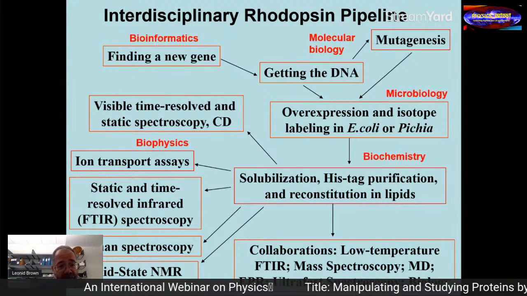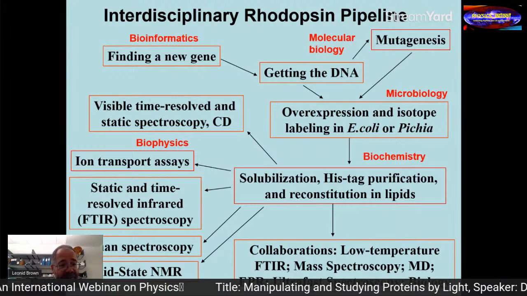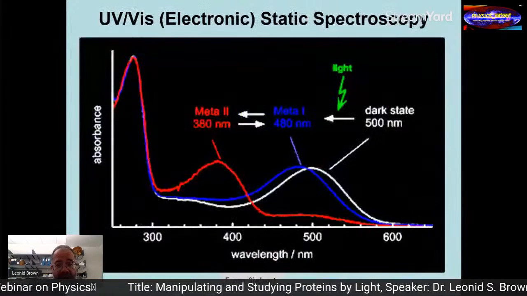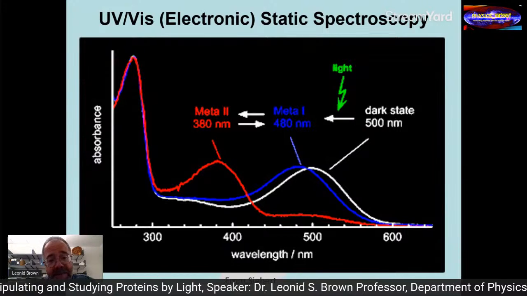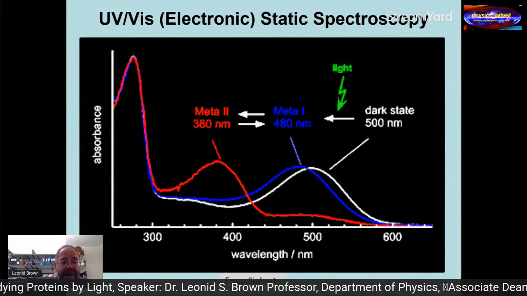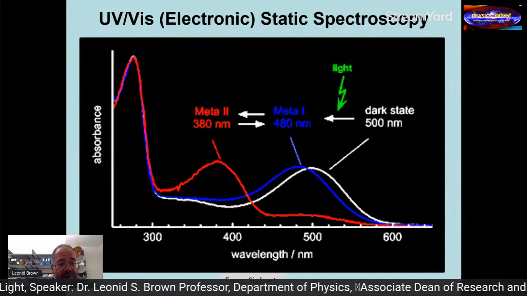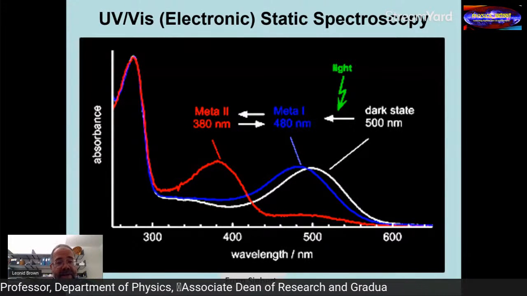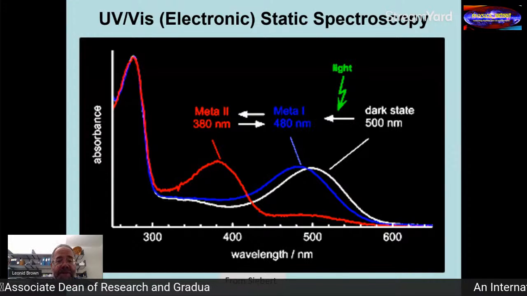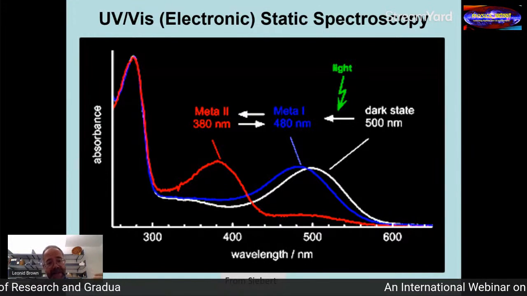You are all probably familiar with spectrophotometry. It's very simple. I will give you one example on visual rhodopsin. You can take spectra in the UV-vis of rhodopsins, and if you are lucky, you can catch activated states without doing time-resolved spectroscopy, just static spectroscopy, if these states are stable.